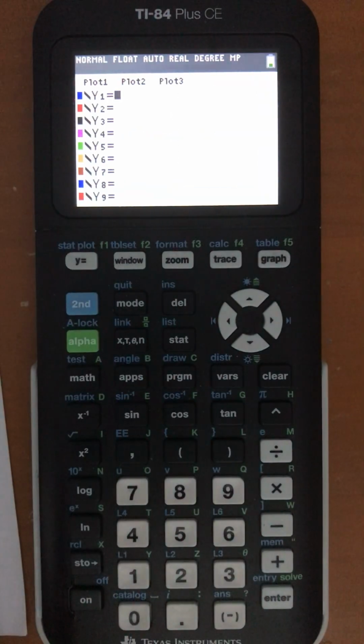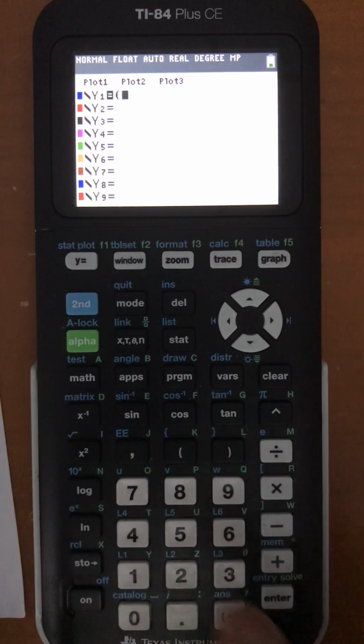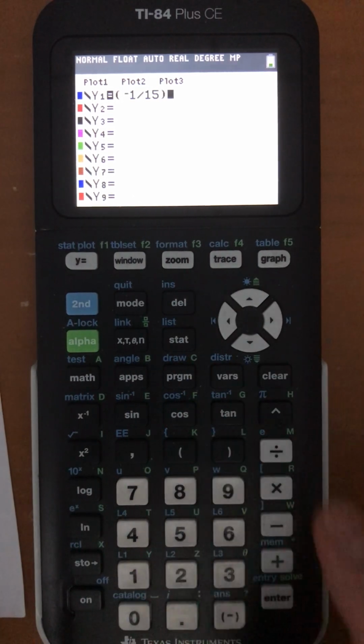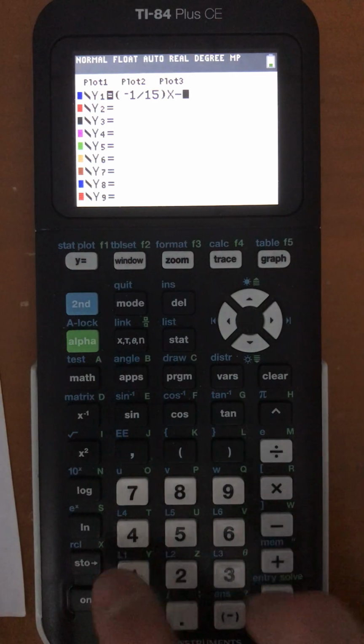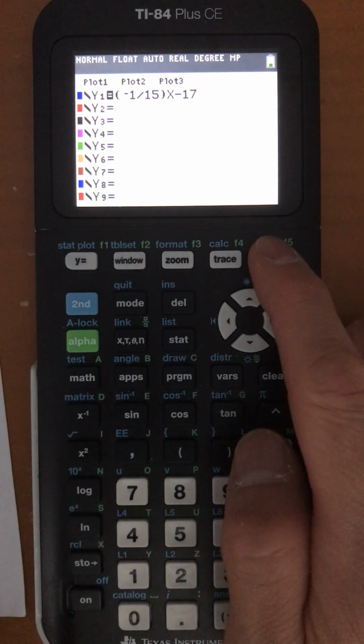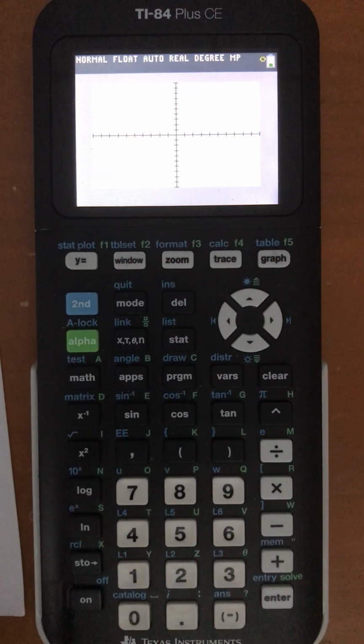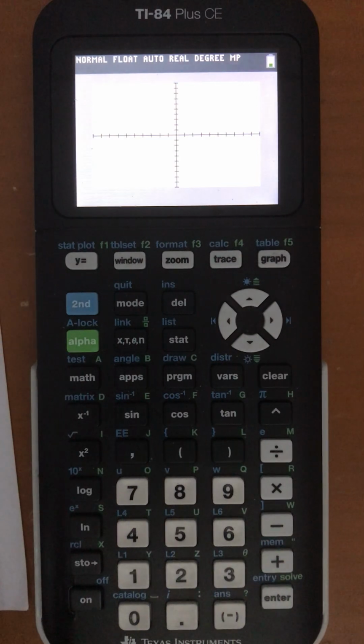Okay, so go back to y equals. Number 2, graph the line y equals -1/15 x minus 17. So -1 divided by 15 x minus 17. Show both intercepts. So not showing any intercepts.